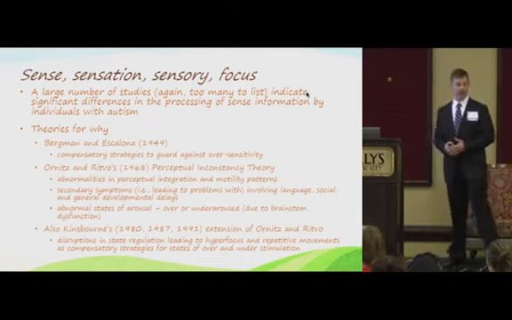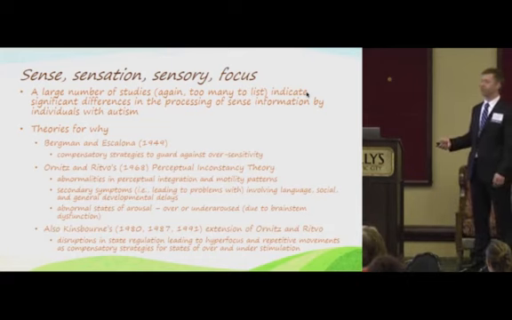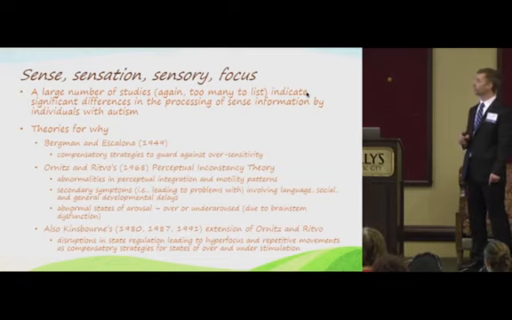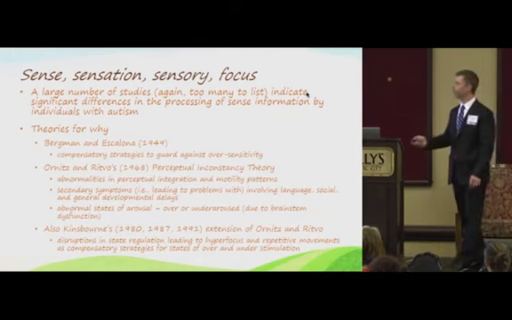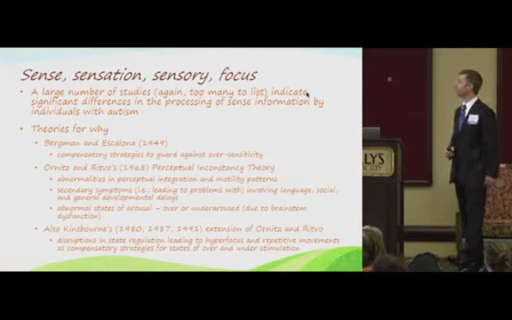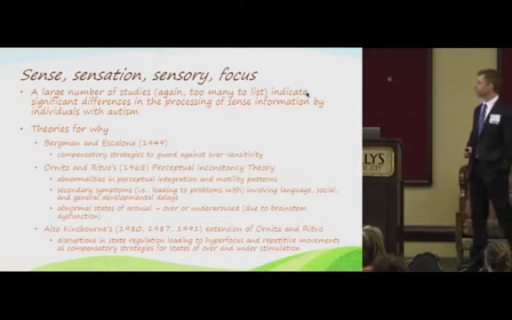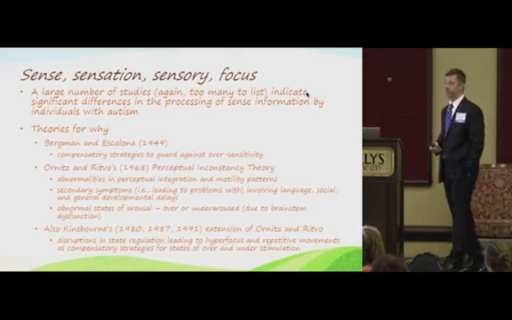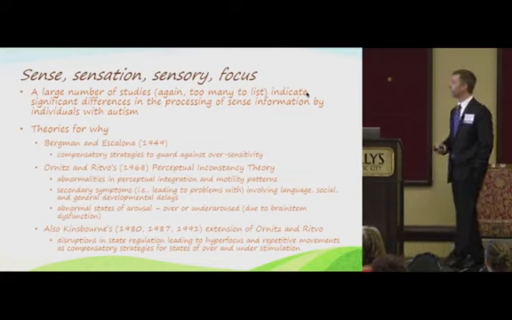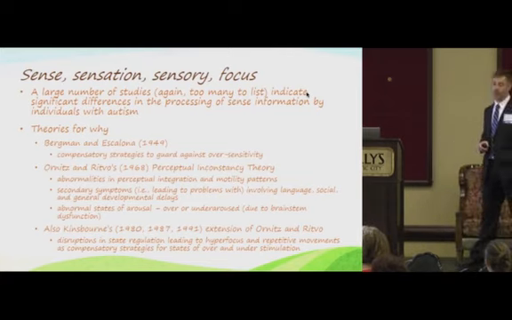And I was really surprised that this goes back to 1949, the theory of why, where Bergman and Escalona suggested these are compensatory strategies to guard against oversensitivity. 1949, right? Kanner came out with his famous article on autism in 1943. So very shortly after that developed. Ornitz and Ritvo have the perceptual inconstancy theory that says abnormalities in perceptual integration and motility pattern. There are abnormalities, and then this leads to secondary symptoms or problems with language, social interaction, general developmental delays.